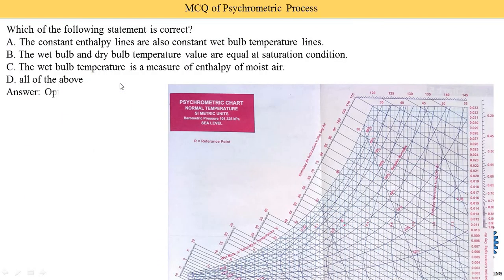So what is the answer? All of the above statements are correct, because the wet bulb temperature measures the enthalpy of moisture, since both lines are the same, so they give the same unit. Suppose we follow this point. From this point we are able to find out both things. Here we read the wet bulb temperature and here we read the enthalpy lines. So all these statements are correct.